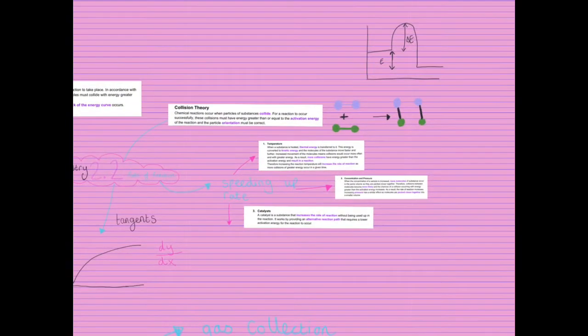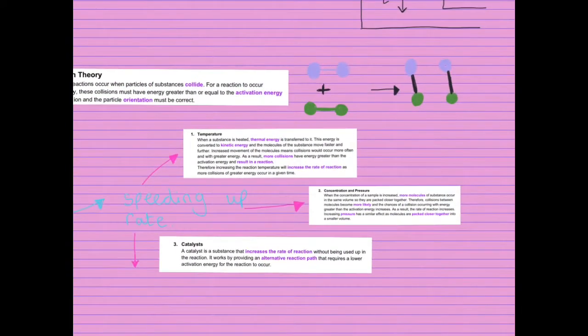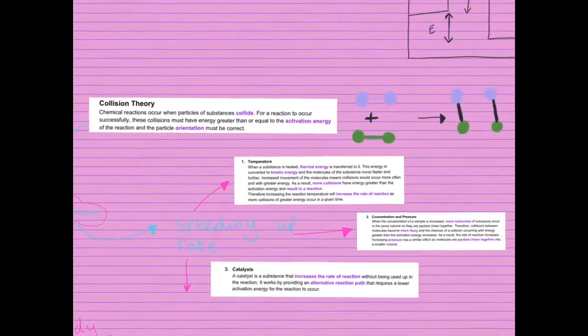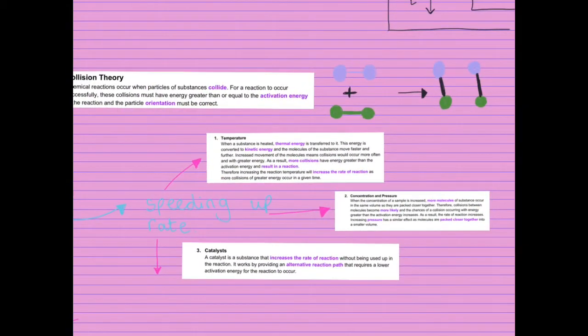So speeding up rate, there's four main ways, but the big three are the ones that I've put on here. Surface area is the other one, but not used as much at A level.